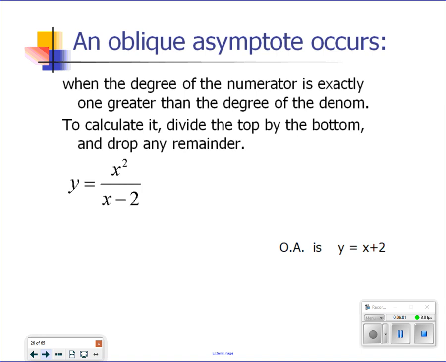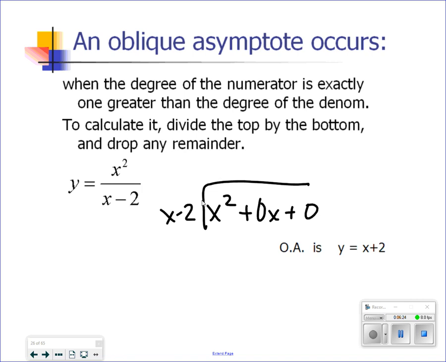Oblique asymptote. Now, I know it says it here, but how do I find an oblique asymptote? When the degree of the numerator is exactly 1 greater than the degree of the denominator, you want to calculate the oblique asymptote by long division. The oblique asymptote will occur when you divide using long division. With that being said, let's go back and talk about how do I calculate long division.